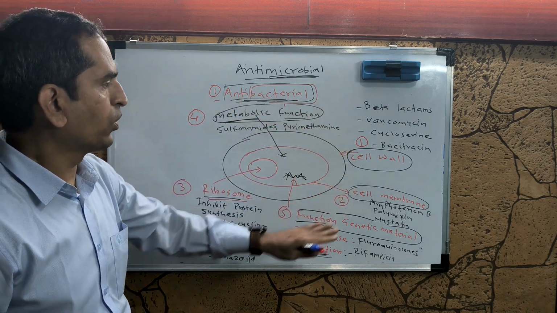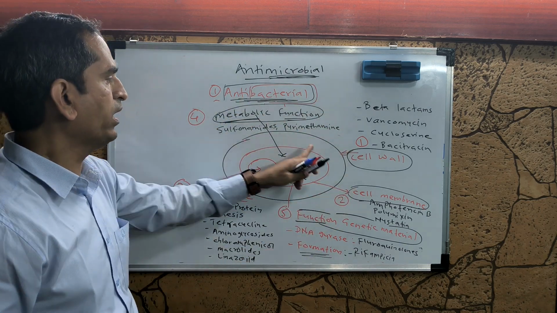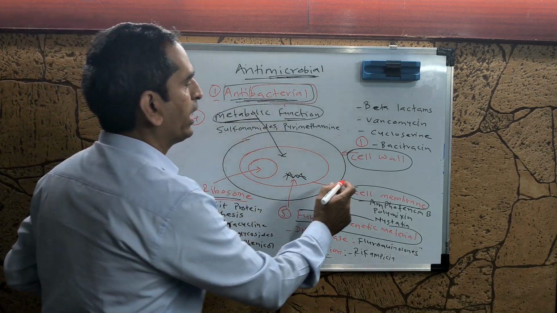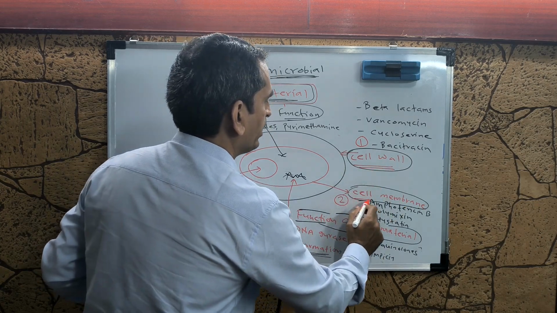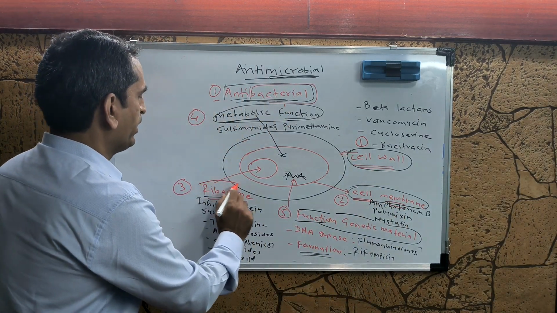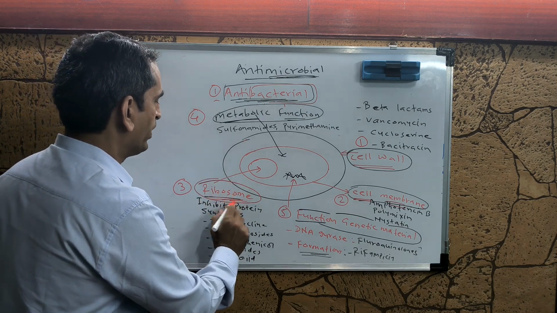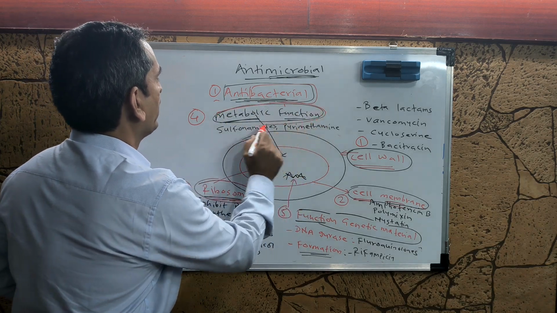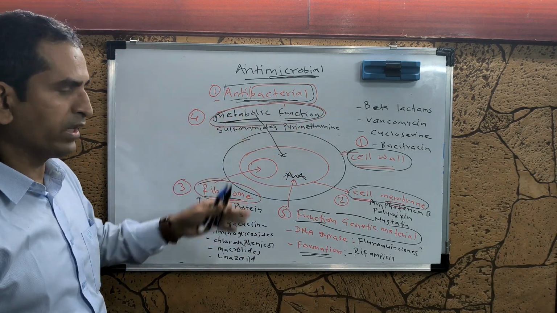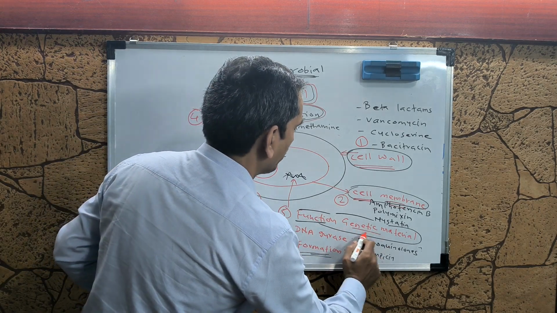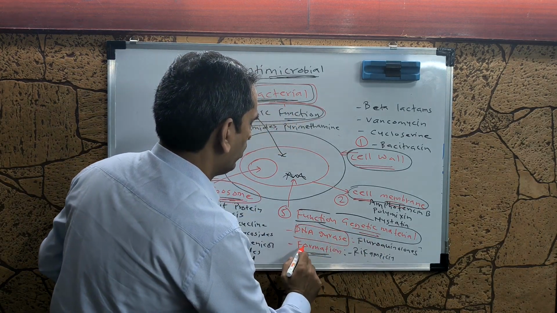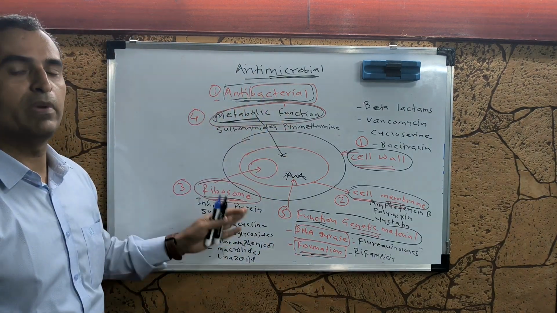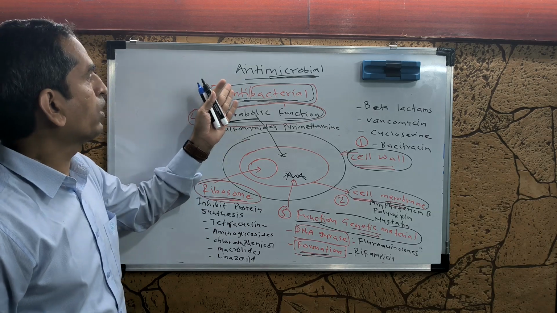So this is overall the structure of the bacteria, and these are the different types of targets. One target is the cell wall, second target is the cell membrane, third target is inhibition of protein synthesis by acting on the 50S or 30S ribosomal subunit. One target can be inhibition of metabolic functions in the bacteria, and another is the genetic material by inhibiting DNA gyrase or DNA-dependent RNA polymerase. So these are the different mechanisms of action of antibacterial drugs.